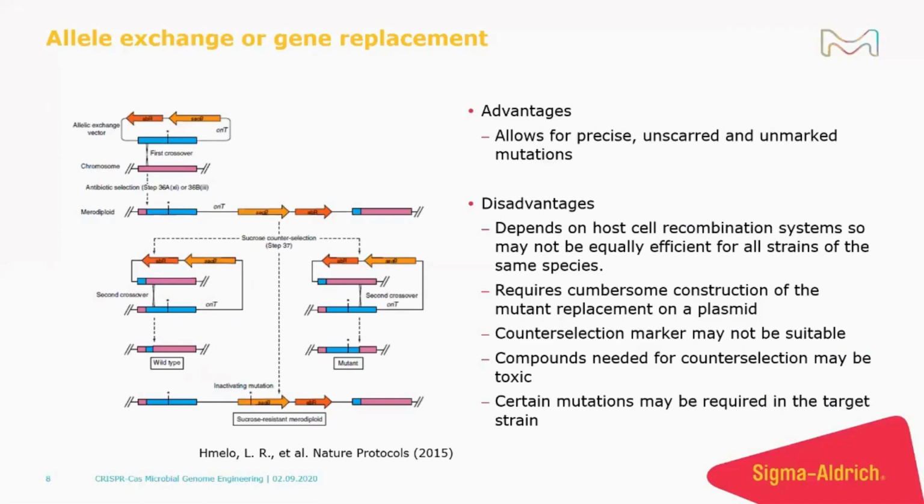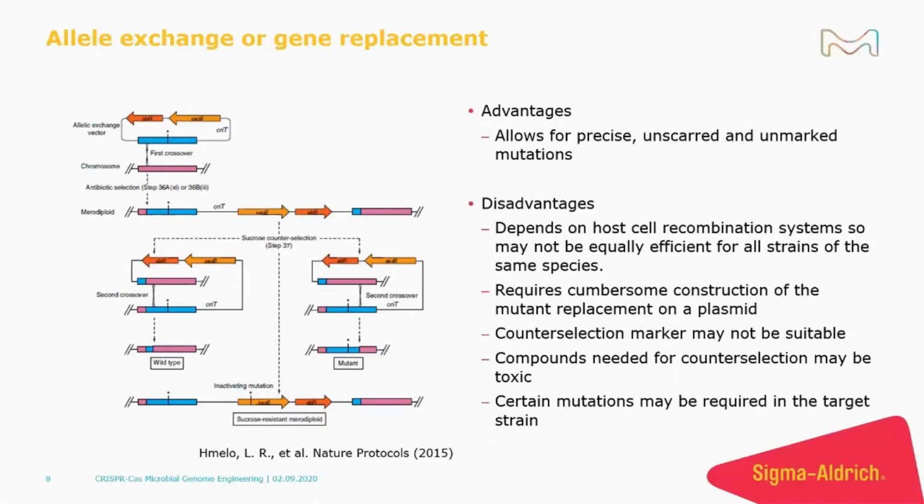Allele exchange or gene replacement in E. coli has been around for a long time. The illustration describes gene replacement in Pseudomonas, but the concept is the same for E. coli. A suicide vector that is unable to replicate is constructed to contain a mutant gene replacement.